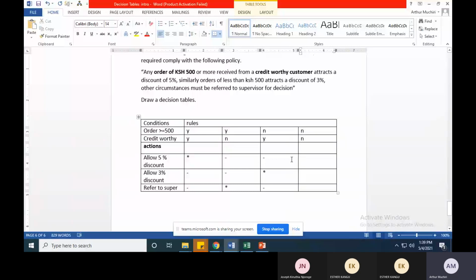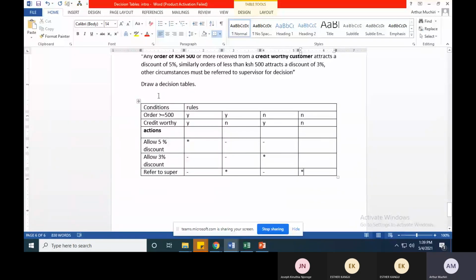Then another one comes, does not make an order greater than 500, and also is not a credit-worthy customer. So what are we going to do to this one? Of course, this one we're automatically going to send to the supervisor. And that completes the concept of the decision. They are as easy as that. Don't complicate them.